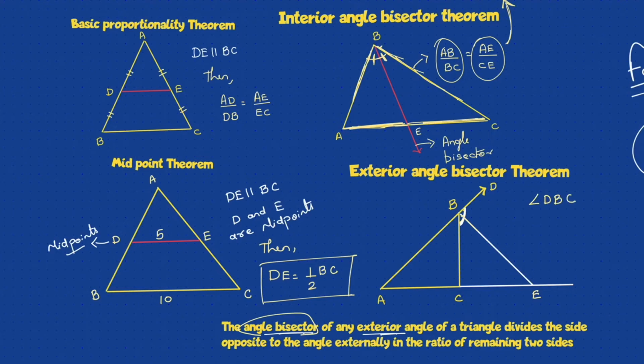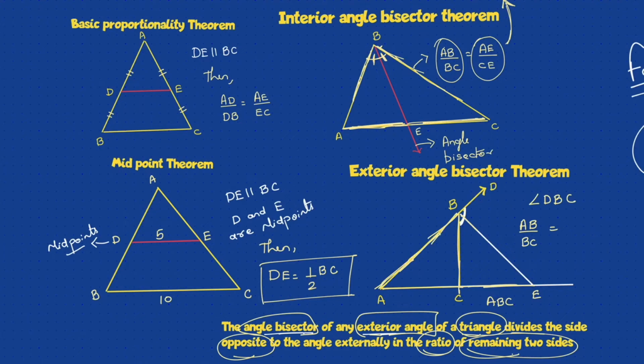So which is my exterior angle? DBC. What is the side opposite to it? Check it. What is the side opposite to it? AC. Okay, it will divide AC externally in the ratio of the remaining two sides. So what are the remaining two sides apart from AC? It's AB and BC, right? In the ratio of the remaining two sides. So write first the remaining two sides, AB upon BC, right? That will be equal to what? The side opposite to the angle bisector, AE upon CE. So AC is divided in the ratio of AE upon CE. So remember this exterior angle bisector theorem as well.